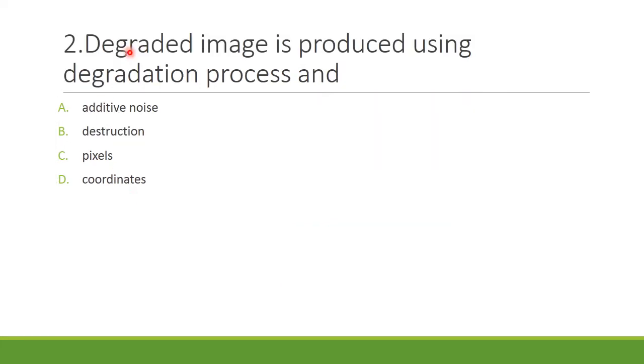Next question. Degraded image is produced using degradation process and option A additive noise, option B destruction, option C pixels, option D coordinates. So degraded image is produced using degradation process and additive noise. So option A is the right answer.